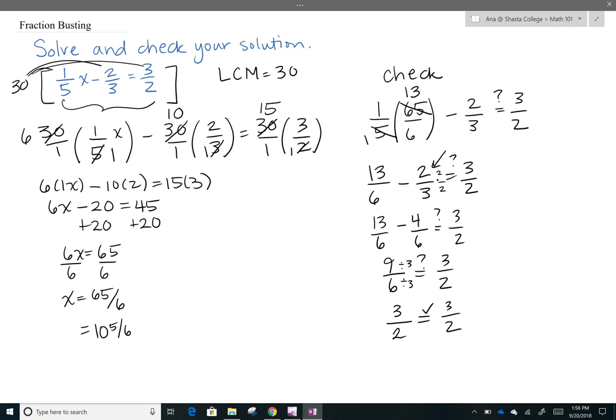Not all of these problems are going to have fractions in your checking, but when we start out, the whole goal is to eliminate your fractions altogether so you can get down to an equation that involves just integers.